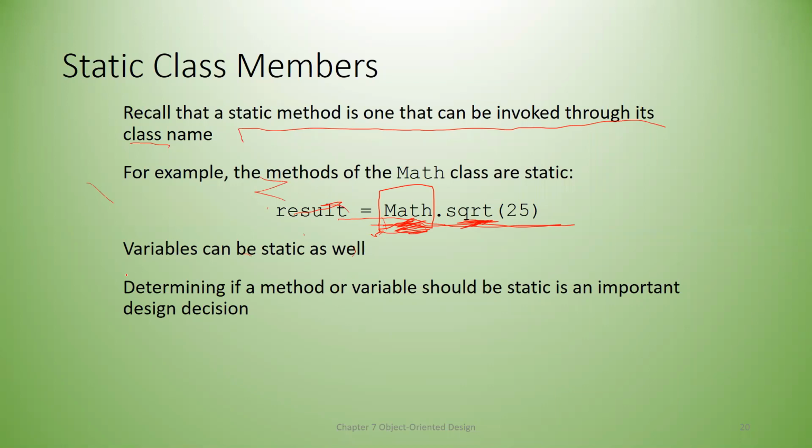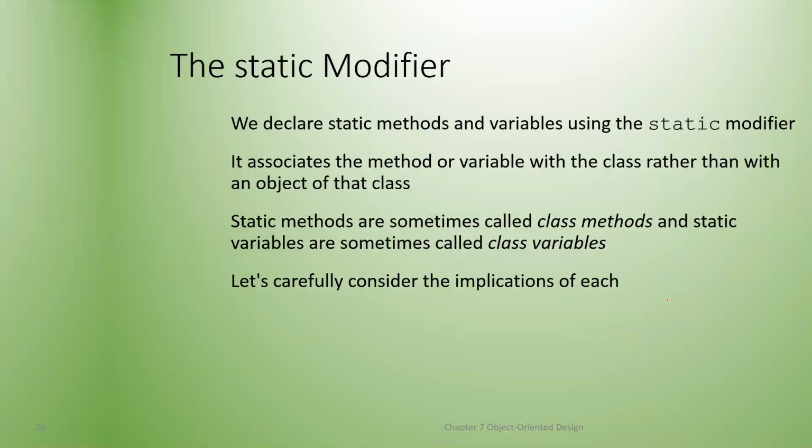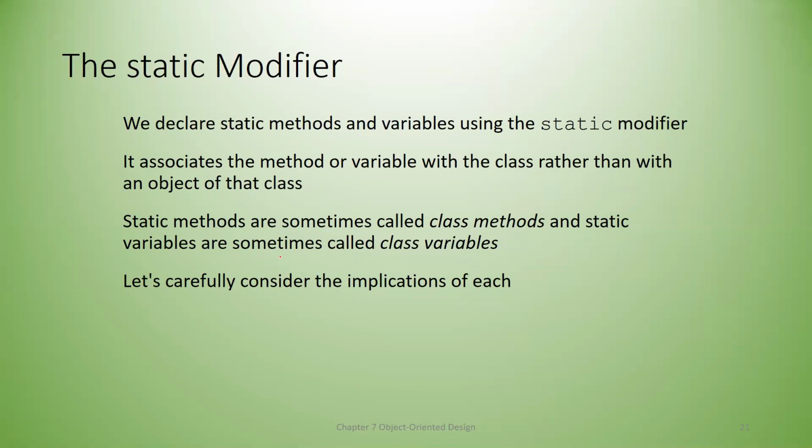Okay, variables. So a method can be static. Variables can be static as well, and that's what we will look into. Determining if a method or variable should be static is an important design decision. So we declare static methods and variables using the static modifier. It associates the method or variable with a class rather than with an object of that class. This is very important. It's a simple statement, but it has loaded meaning.